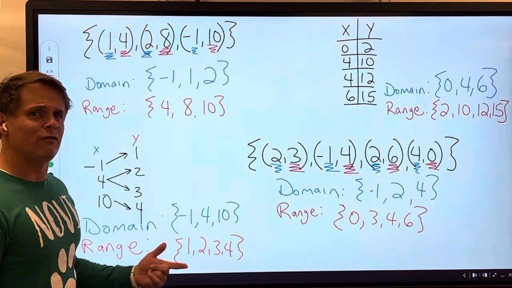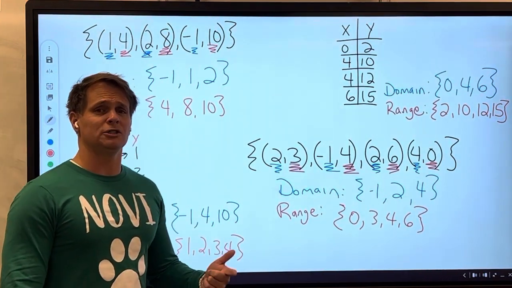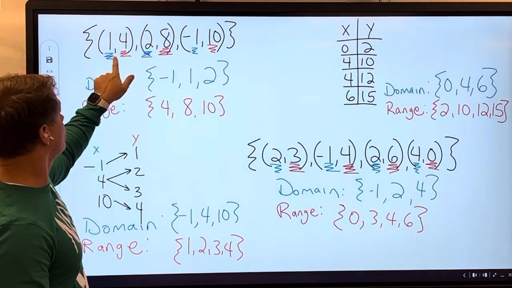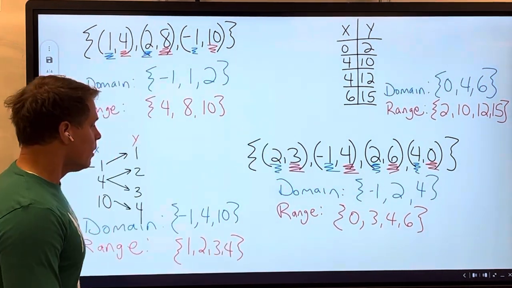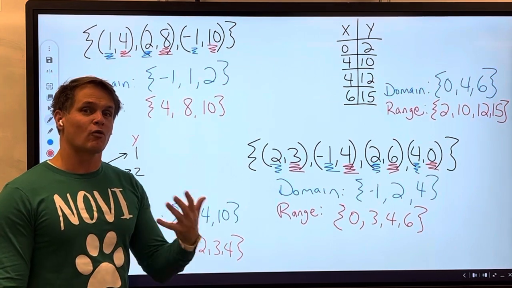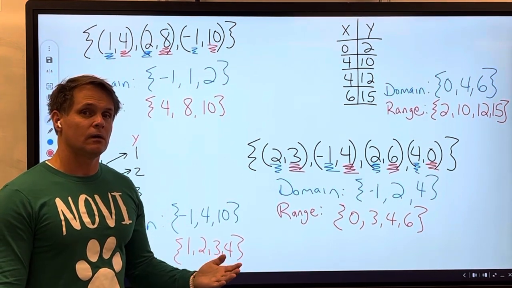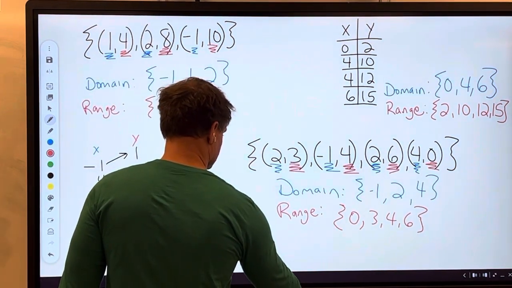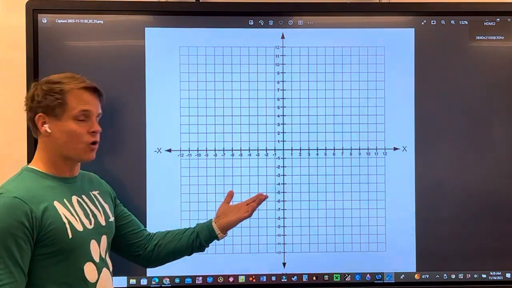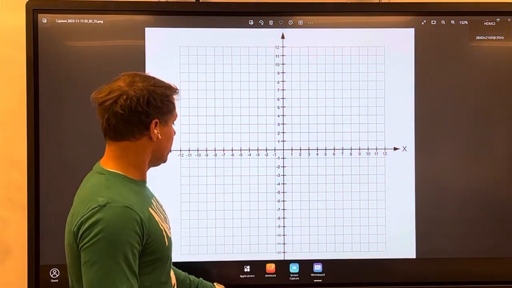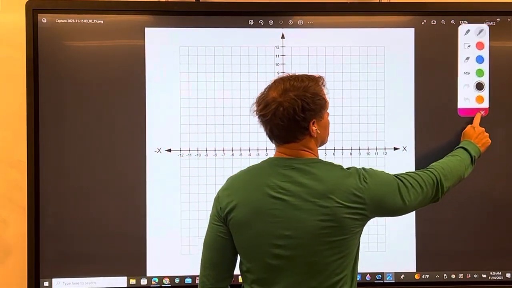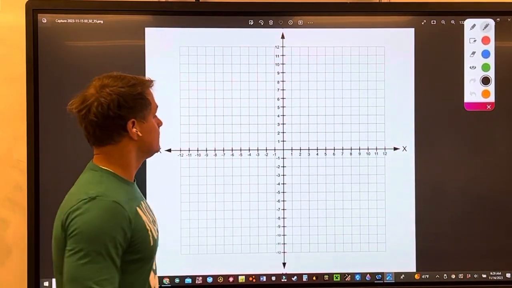Now this is how we would write the domain or the x values or the range or the y values if we had a set of data like coordinates or in a table. What would happen if we had a graph and we had to write the domain and the range? Let's take a look. Here I have a coordinate plane, and what I'm going to do is I'm going to write some points on this coordinate plane. Let's see if we can come up with the domain and the range.